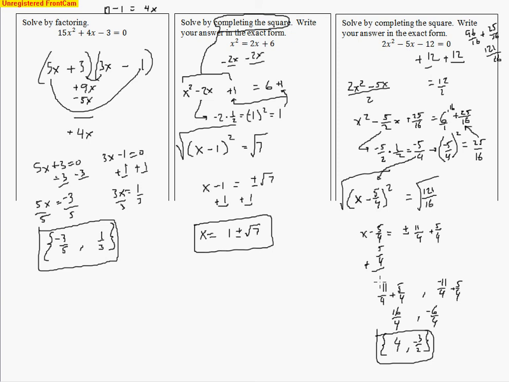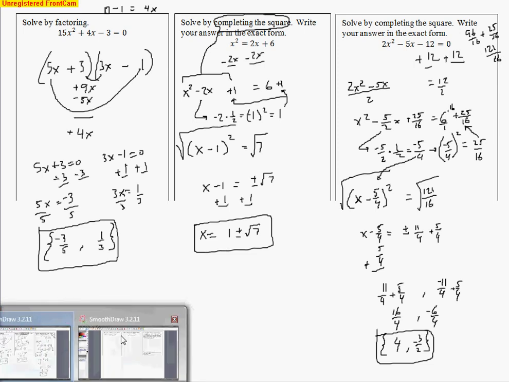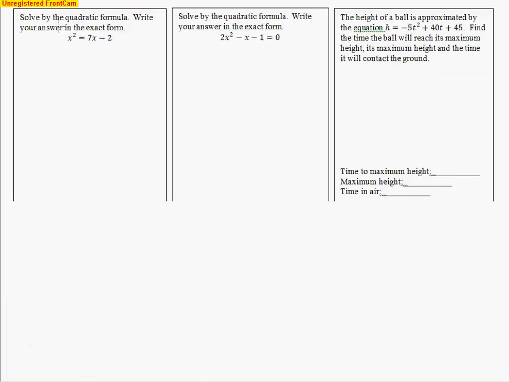For the first 6, let's take a look at the next problem here. And it is right here. It says solve by the quadratic formula. So quadratic formula, I'm going to go ahead and move both of these terms over, 7x and the 2. So whenever I move a term over, it just switches signs. So it's x squared minus 7x plus 2 equals 0.